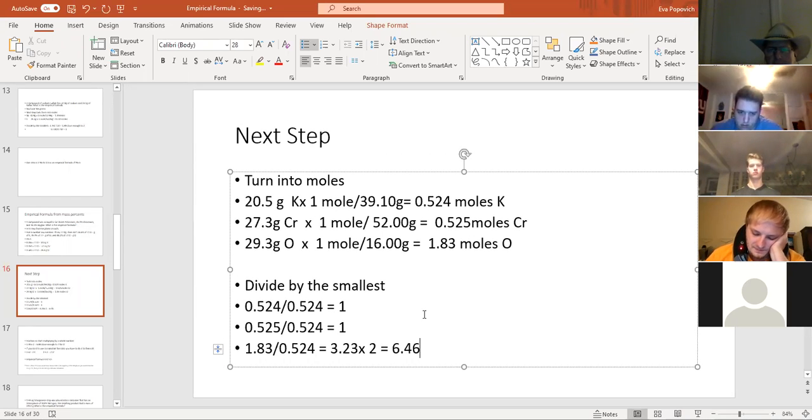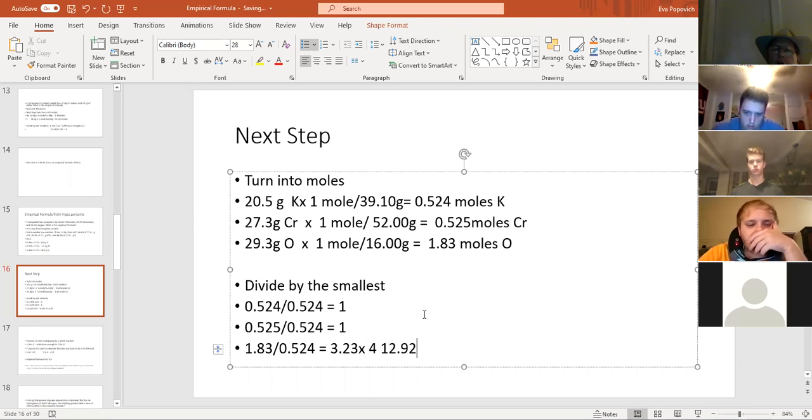Multiply it by 3. This gives me 9.69. Doesn't work. I multiply it by 4, and this gives me 12.92. Close enough. So what you're doing with these fractions, you're starting with 2.